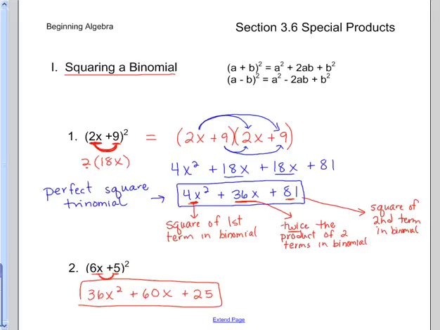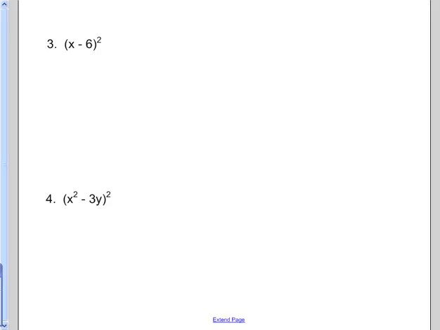Let's look at a few more problems. x minus 6 squared. Again, if I want to use the shortcut, take the first term, multiply it by itself. So x times x is x squared. Multiply the two terms together. x times negative 6 would be negative 6x, and then I multiply it by 2, which would be negative 12x. Square the second term. Negative 6 times negative 6 is positive 36. So on all of these, that constant will be positive.